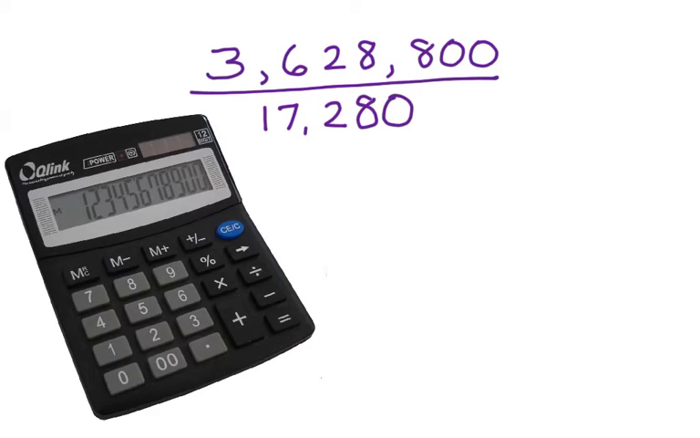Now, you can use your calculator to divide these two values, and when you divide them, you will come up with 210 possible combinations for the pizza. This is our answer.